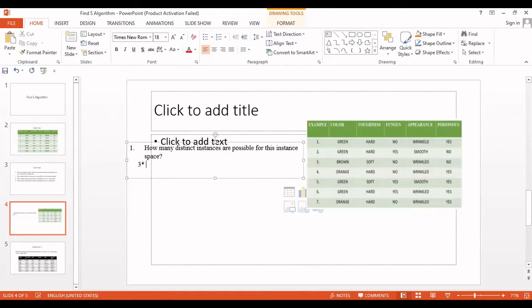For toughness, we have hard and soft, so 2. Then multiply by. For fungus, we have yes and no, 2 different values, so multiply by. Appearance, how many do we have? Wrinkled and smooth, so 2. So when you multiply all these things, you will get 48. So this is the answer for the first question: how many distinct instances are possible for this instance space?